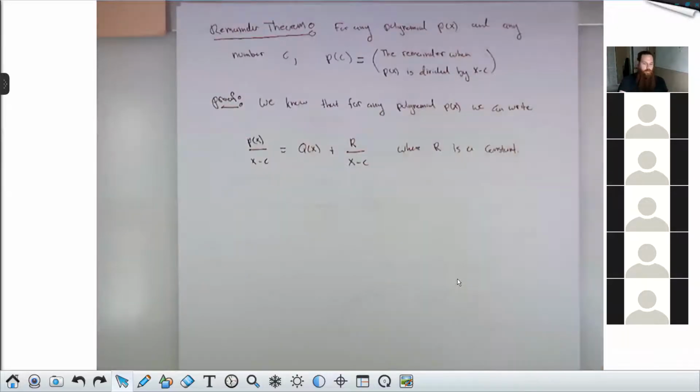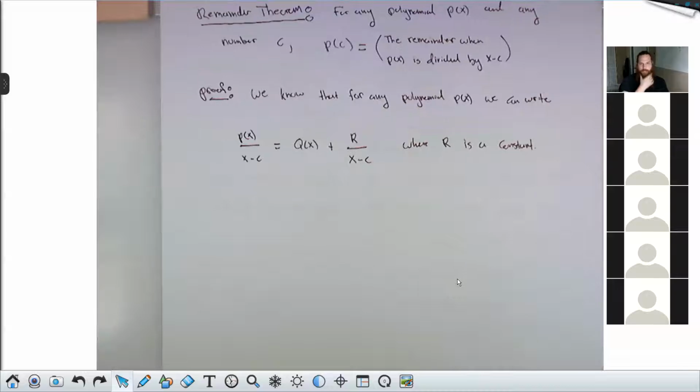How do I know that r is a constant in this setting? The remainder isn't always a constant. We saw that on the second example we did. The remainder there was not constant. It was a linear function. So what is it about the setting that I'm working in now with this proof that tells me r is a constant?